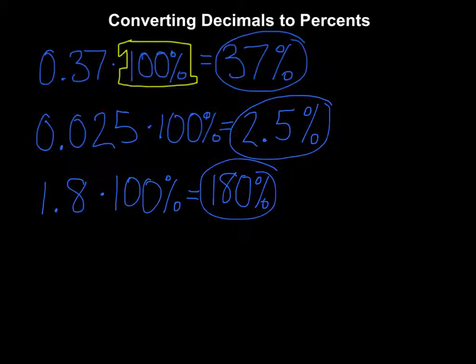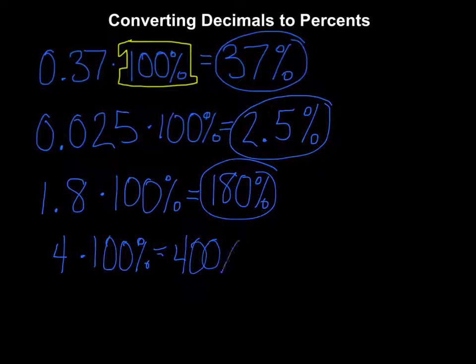And we can use this even to change whole numbers into percents. For example, if I have the whole number 4, I can multiply this by 100%. And so 4 times 100 is 400, and the percent sign tags along. And that's how we change decimals into percents.